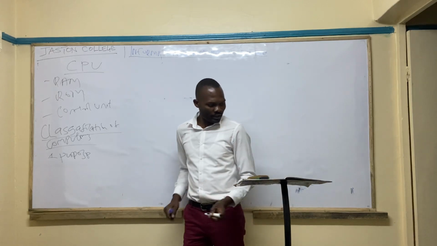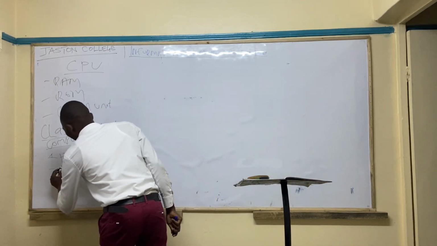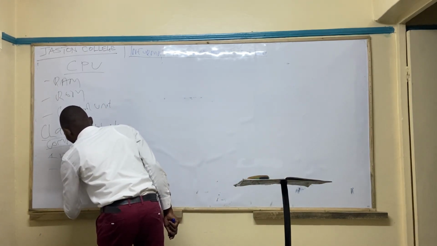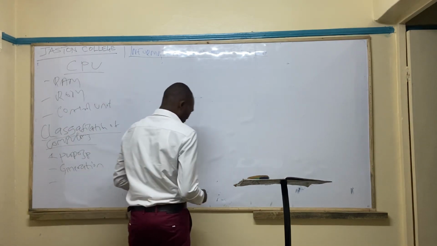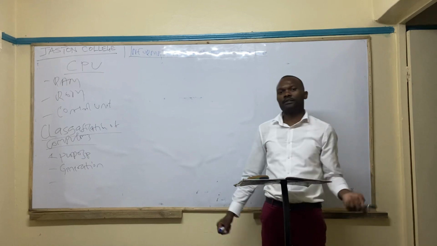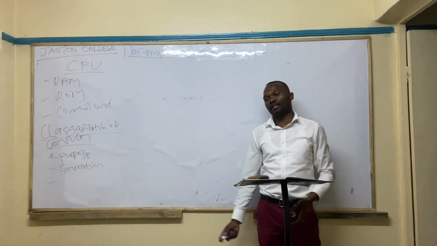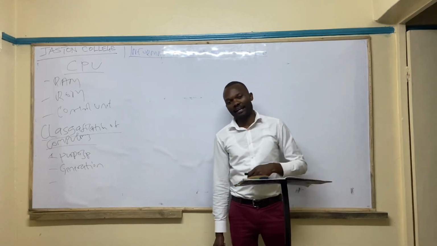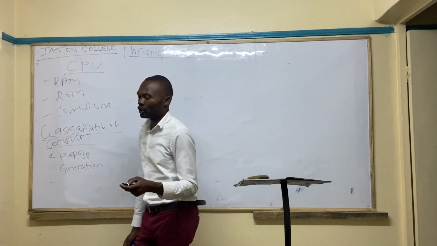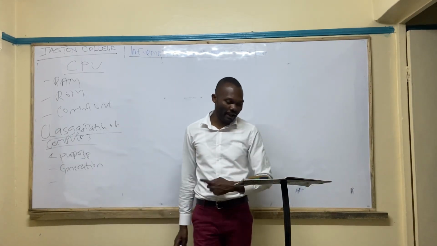Number two, there's also generation. Classification by generation. We talked about generation from 1 to 8. There are those who are using Pentium, and then there are those who are using Core 2 Duo. But then we also have Core i5.